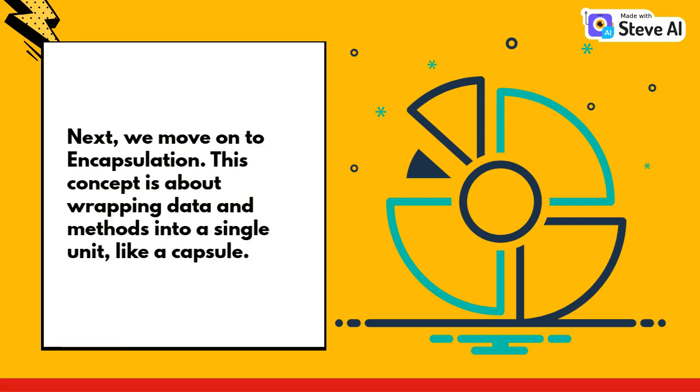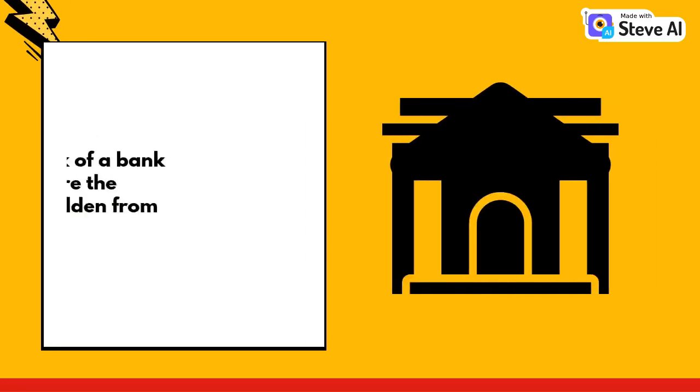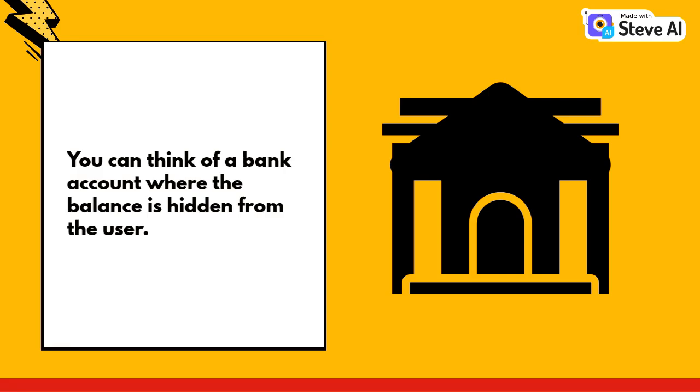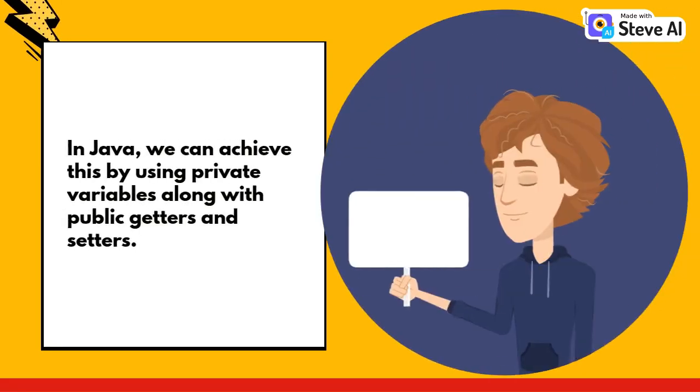Next, we move on to encapsulation. This concept is about wrapping data and methods into a single unit, like a capsule. You can think of a bank account where the balance is hidden from the user. In Java, we can achieve this by using private variables along with public getters and setters.